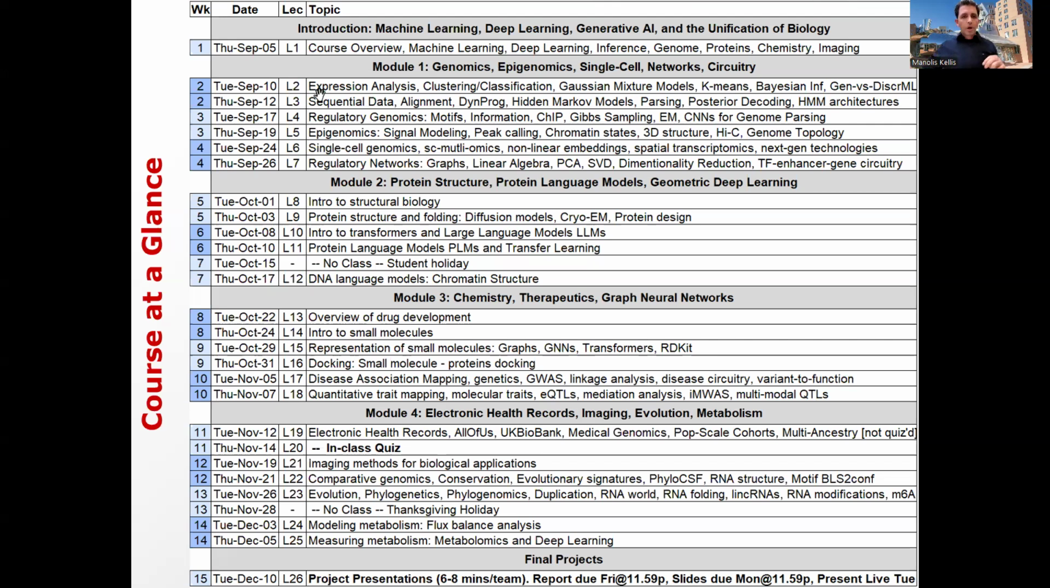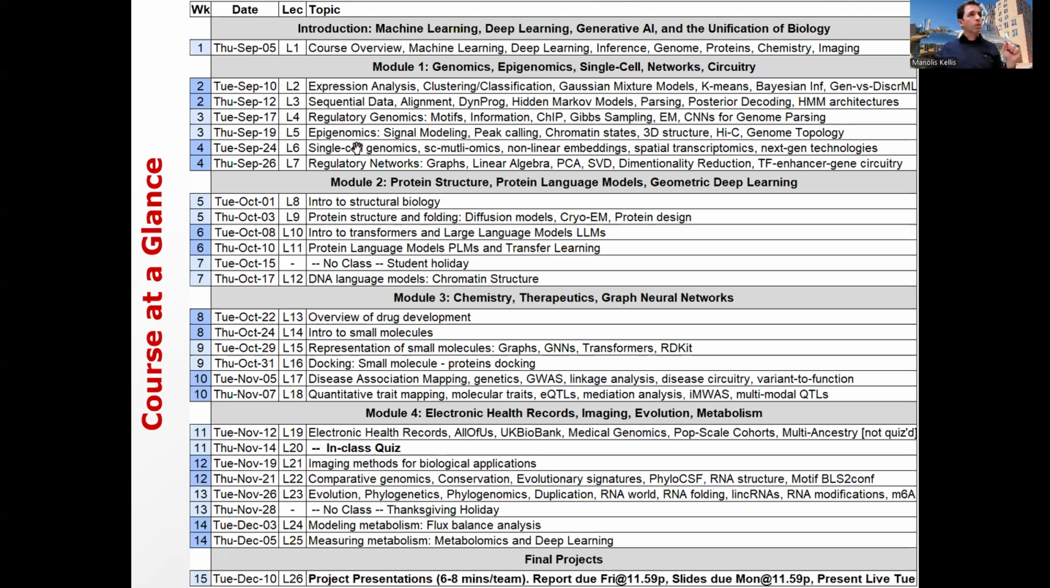On Thursday, we're going to talk about sequential data and alignment, dynamic programming, hidden Markov models, parsing, posterior decoding, HMM architectures. Next week, we're going to get into gene regulation. So we're going to talk about regulatory genomics and epigenomics. How do we understand the motifs of gene regulation? How do we model the signal of histone modifications, etc.?